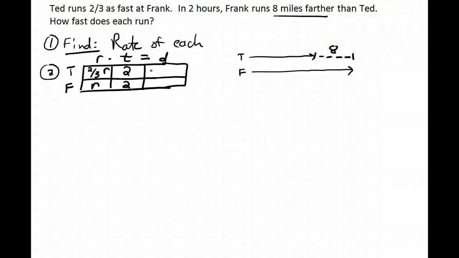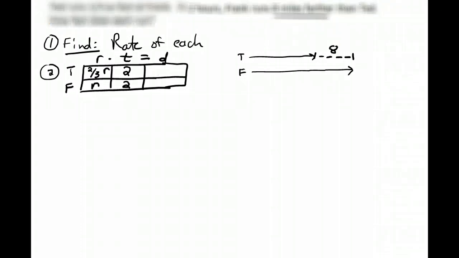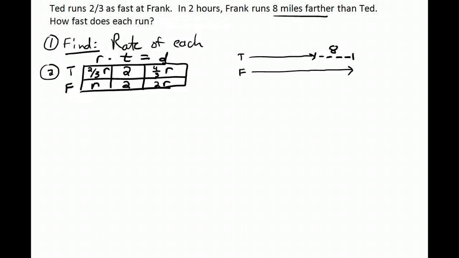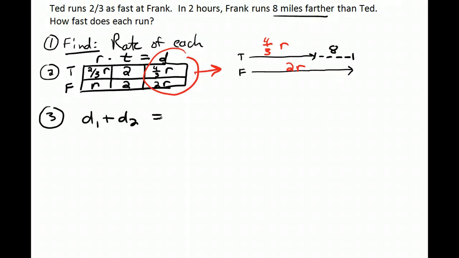So don't look at your problem, just fill in your chart. I've got 2/3 R times 2, which means I have 4/3 R, and I have 2R. Those amounts need to go on my picture. So Ted, his distance is 4/3 R, and Frank's is 2R. Now you can tell by the picture that my equation, I've got two distances adding up to a third. The distances that I'm going to add up to the third are the 4/3 R and the 8. So I've got 4/3 R plus 8 equals 2R.